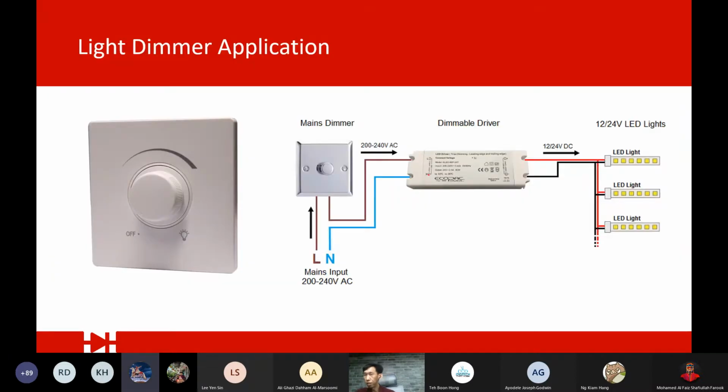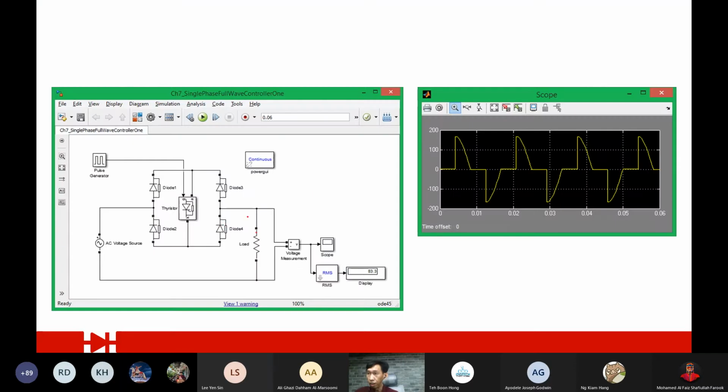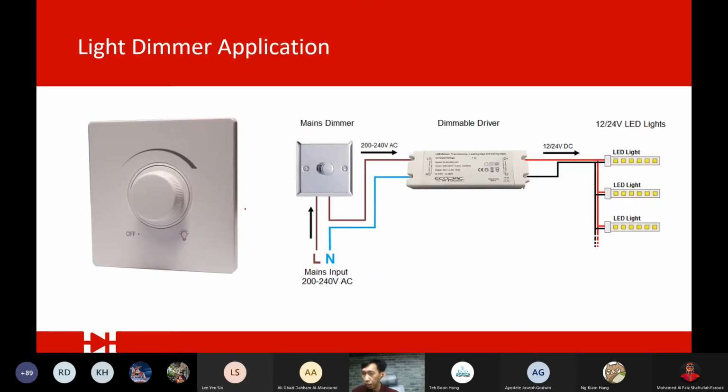Okay, so where is the application of this? Obviously I told you guys before, this is what we call a dimmer. One very common application nowadays, of course, is that we no longer use light bulbs, we use LED lighting. And to use LED lighting, you need to have a dimmable driver.